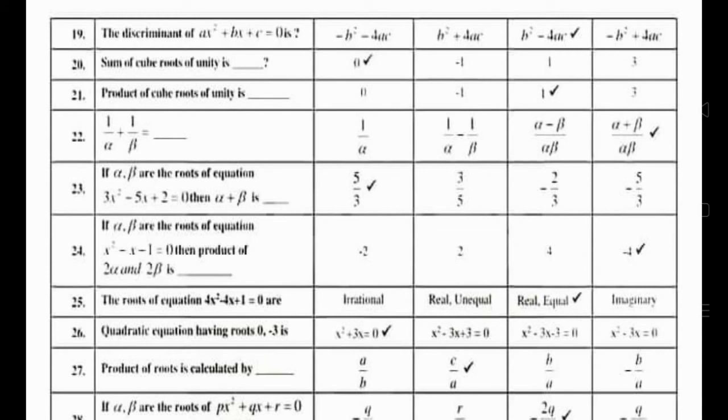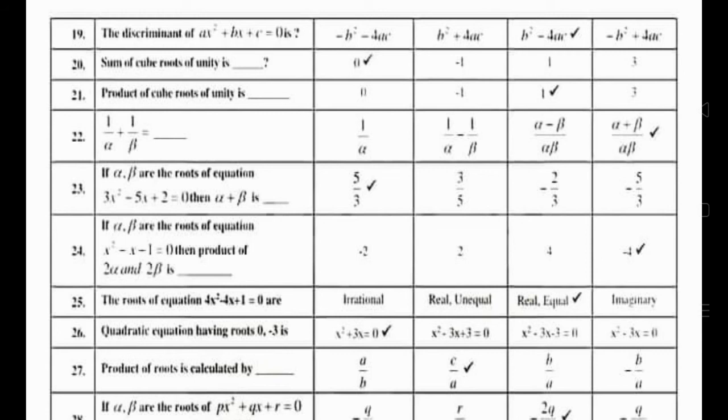If alpha and beta are roots of equation 3x square minus 5x plus 2 is equal to 0, then alpha plus beta is 5 over 3. If alpha beta are the roots of equation x square minus x minus 1 is equal to 0, then product of 2 alpha and 2 beta is minus 4. The roots of equation 4x square minus 4x plus 1 is equal to 0 are real and equal.